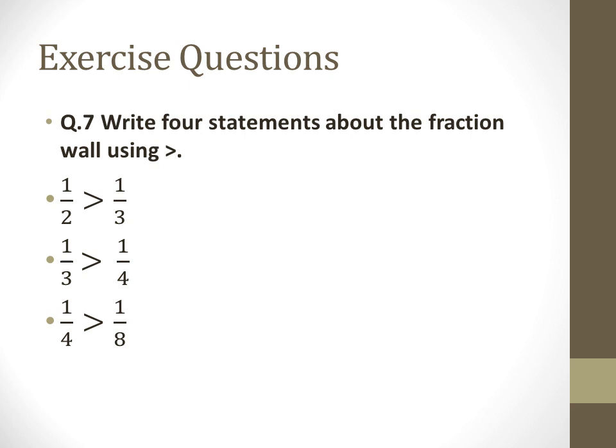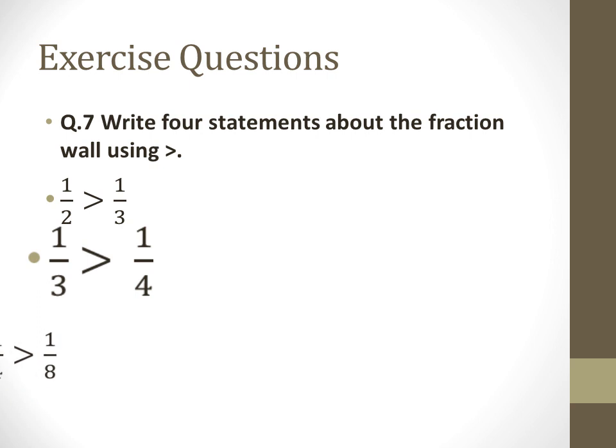The next we have is 1/3 is greater than 1/4. So 1/3 is where the chocolate bar is divided into 3 equal parts, and 1/4 is where that chocolate bar is divided into 4 equal parts. So obviously you are going to have a larger portion in 1/3 than 1/4. So 1/3 is greater than 1/4, or you can also say that 1/4 is less than 1/3.